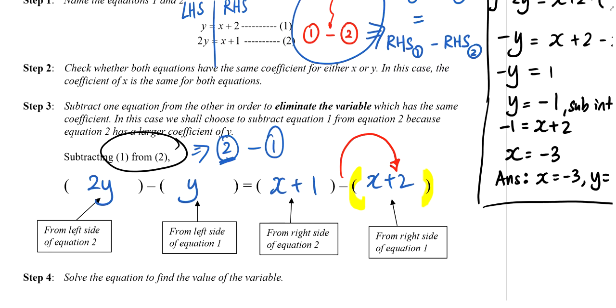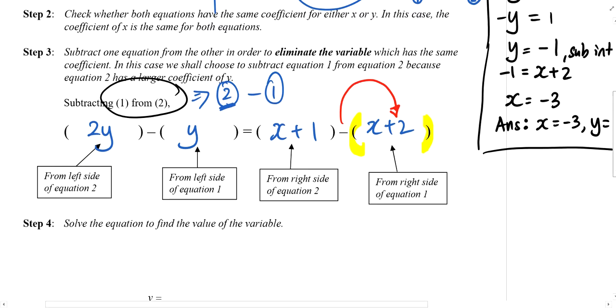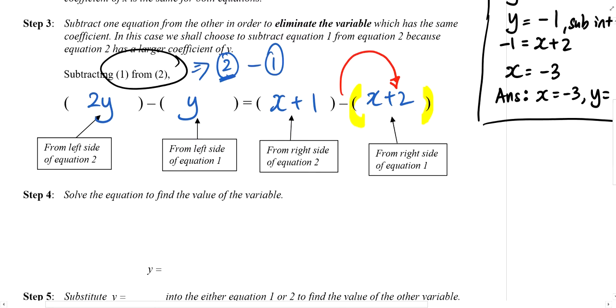So from here on, we simplify to give us 2y minus y is y equals x plus 1 minus x minus 2. When you do elimination, one of the variables will disappear. Which one disappears in this case? x. What am I left with? y equals negative 1, because 1 minus 2 is negative 1.